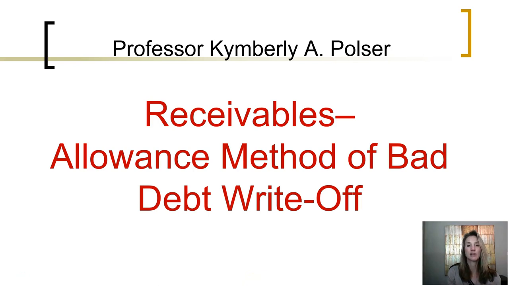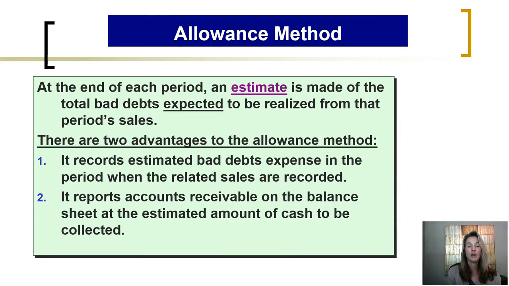This segment is going to look at the use of the allowance method of dealing with bad debts. Because we cannot use the direct write-off method to follow generally accepted accounting principles, we are going to look at the use of the allowance method. And the allowance method, at the end of every accounting period, comes up with an estimate of how much bad debt was incurred during the period, and that's going to be the amount of expense that is recorded.